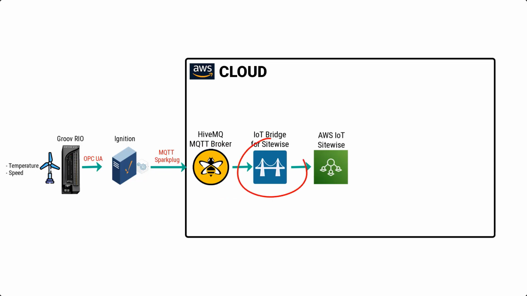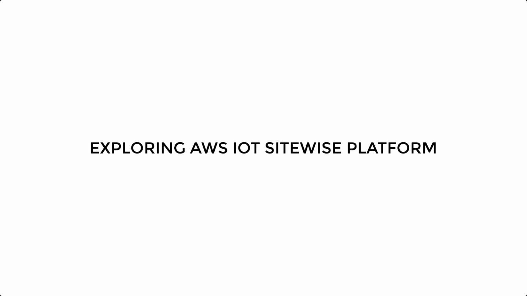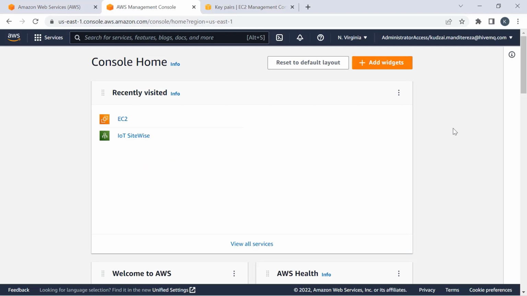Next, I'll use the IoT Bridge for SiteWise software from Cirrus Link to connect to the HiveMQ MQTT broker and forward my data to the AWS IoT SiteWise platform, which then makes it available to many sophisticated analytics tools on AWS. So let's get started. Let us begin by exploring the AWS IoT SiteWise interface.